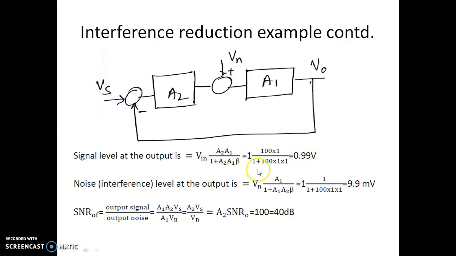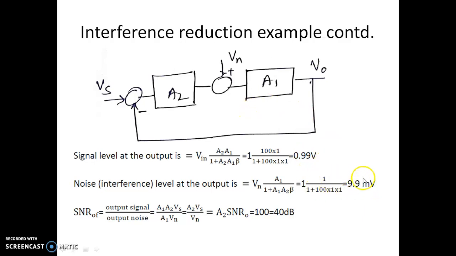This is 1 volt, and if you look at the noise because of this feedback with beta equal to 1, whatever input you have, almost the same thing comes down here. So the signal is almost 0.99, whereas the noise component is hardly 9.9 millivolt, which is almost equal to 10 millivolt.